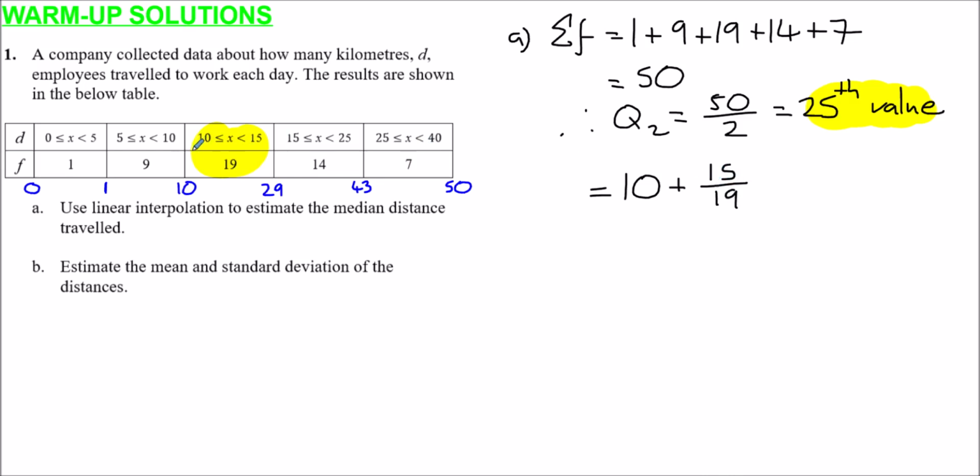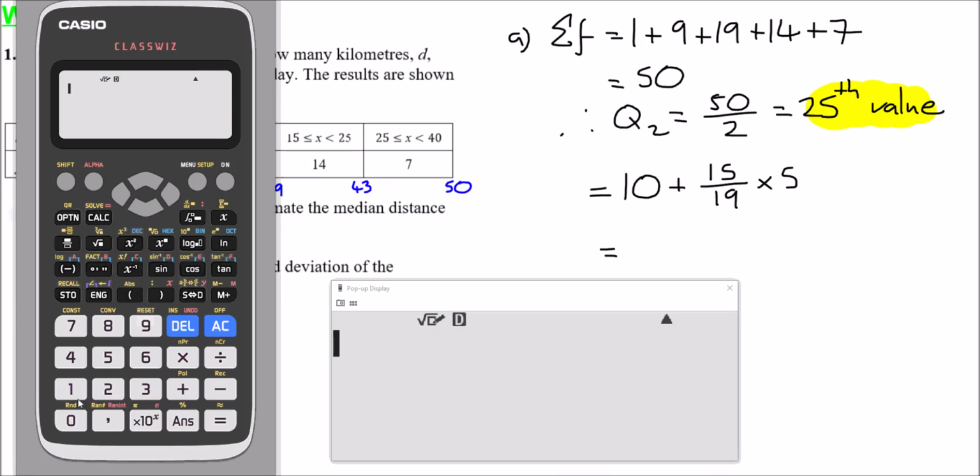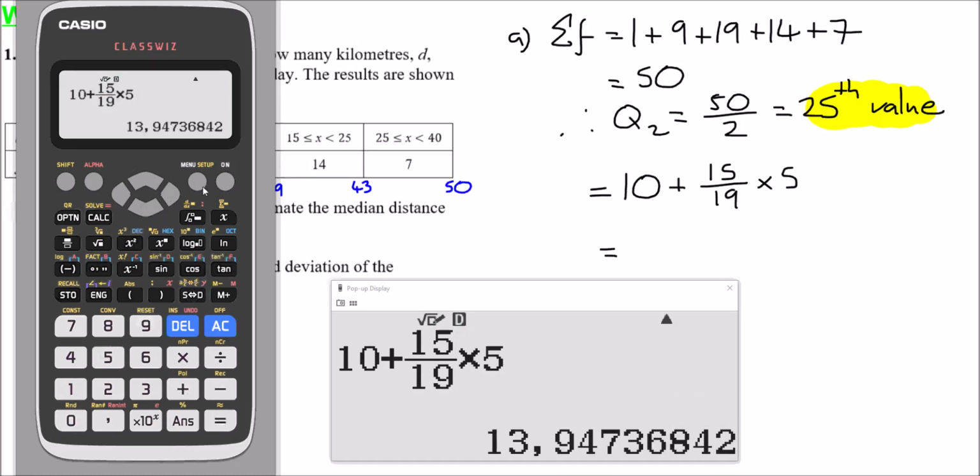So it'll be this fraction through the interval. So we start where the interval starts, but we're going to add in this fraction multiplied by the width of the interval, which is 5. And that'll give us an estimate of what our median should be. So we just perform this calculation for A, and we've got our estimate. So we're going to have 10 plus 15 over 19 multiplied by 5, and that gives us, to 3 significant figures, which should be absolutely fine, about 13.9 kilometres.